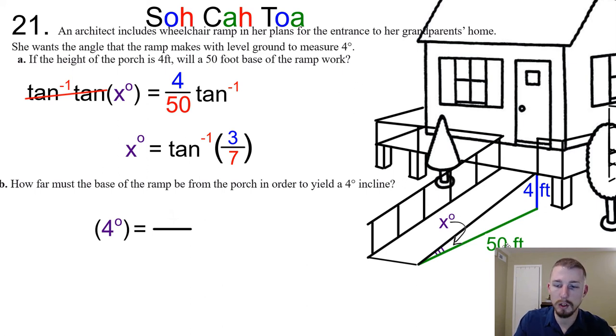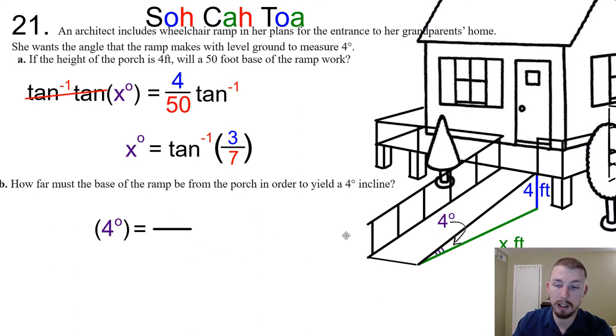So then the next question we would have is, what angle does this have to be? If this has to be 4 degrees, then how far out does this base have to be? We can't change the height of the porch, we can't lower the porch, but we can extend the ramp further out, which is what we would have to do, right, in order to lower the slope. So how much further out would we have to extend it in order to yield a 4-degree incline? So it was actually a very reasonable question to have.